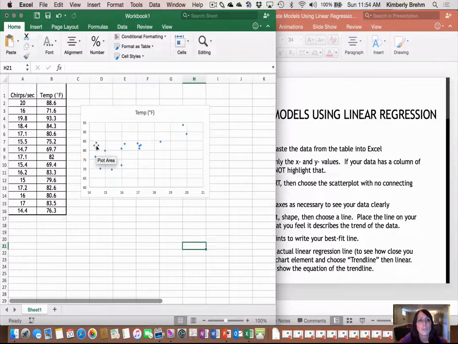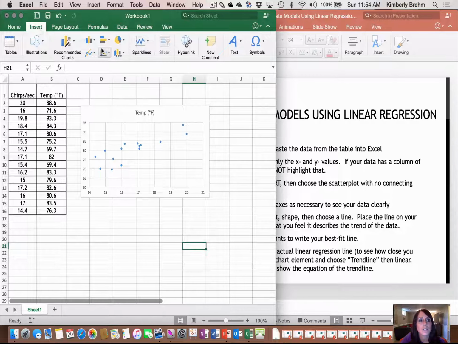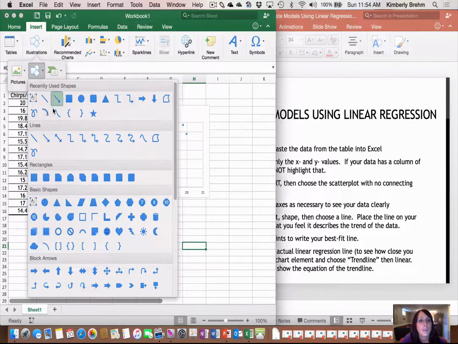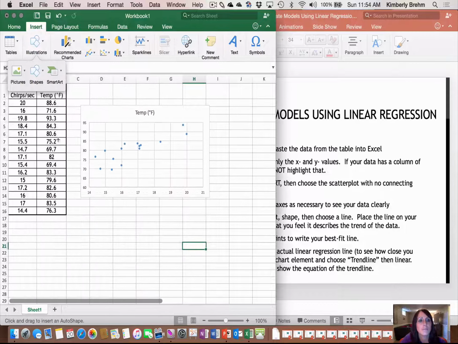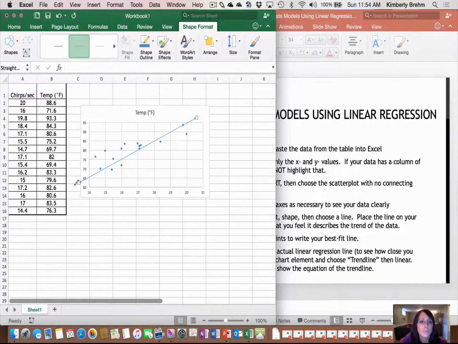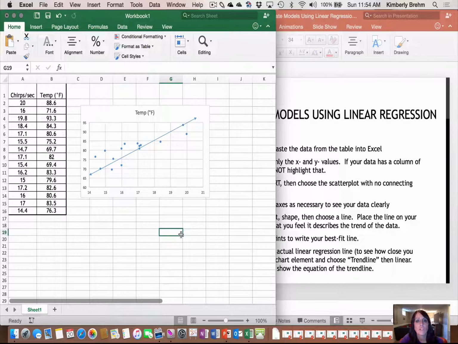So if I'm doing this by hand, I'm going to go to Insert and then Shape. And I'm going to choose a line. And I'm going to draw that line wherever I think it should go. I'm looking just for the general direction of data. So this one looks good to me.